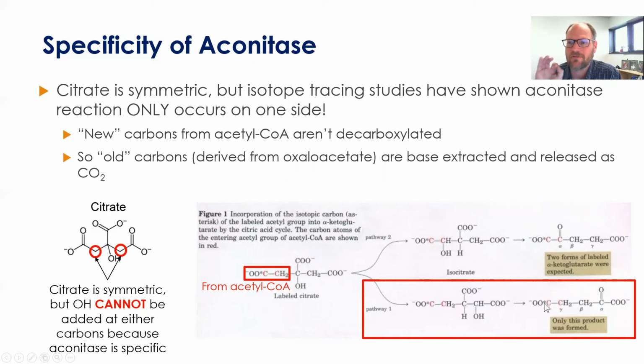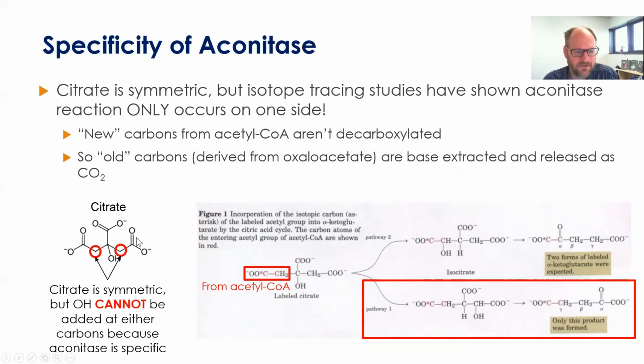Now, this is really important for isotope labeling questions that happen later. If you add an acetyl-CoA group on, it will always end up on the position that's farthest away from the carboxylic acid and the keto group. In other words, it's always adding on the far end of the molecule. It never ends up in the carbon 1 and 2 positions.